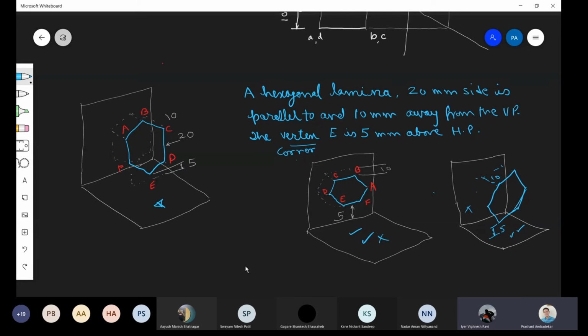What will you mention about the vertical edges? You are correct. Like AF and CD are the vertical edges which is 10 mm away from VP and parallel to VP.